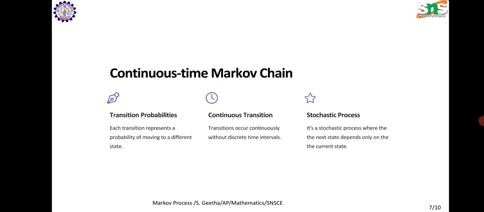In continuous time Markov chain, transition probabilities represent the probability of moving to a different state. Continuous transition: a transition occurs continuously without discrete time intervals. It is a stochastic process where the next state depends only on the current state.